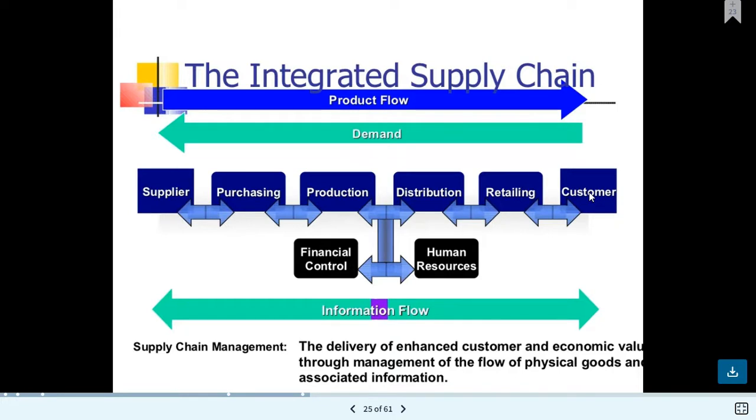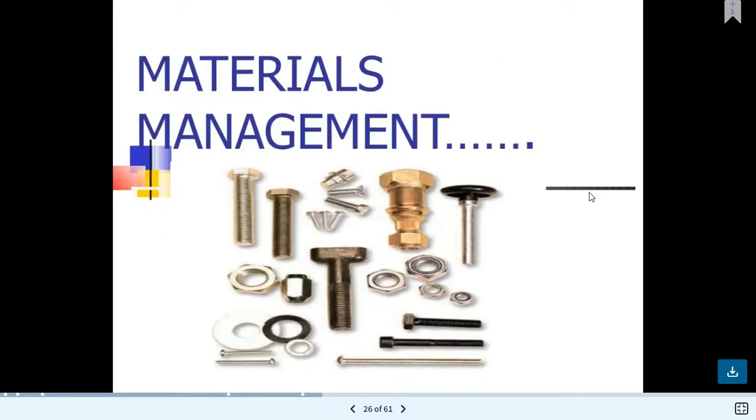First is the information flow. Communication goes from financial control to human resources and from human resources to financial control. It goes to the suppliers and vice versa, with purchasing and production, then to distribution, then retailing, and the last point is the flow to the customer. The customer also sends information to retail, distribution, production, purchasing, and suppliers. Supply chain management is the delivery of enhanced customer and economic value through the management of the flow of physical goods and associated information.